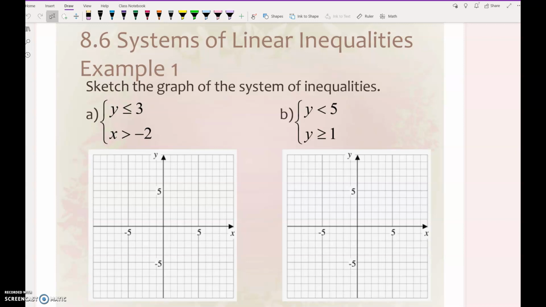Graphing systems of linear inequalities is really just graphing multiple lines. We just have to remember to consider when the lines are solid, when they are dashed, and which direction we shade based on the symbol.